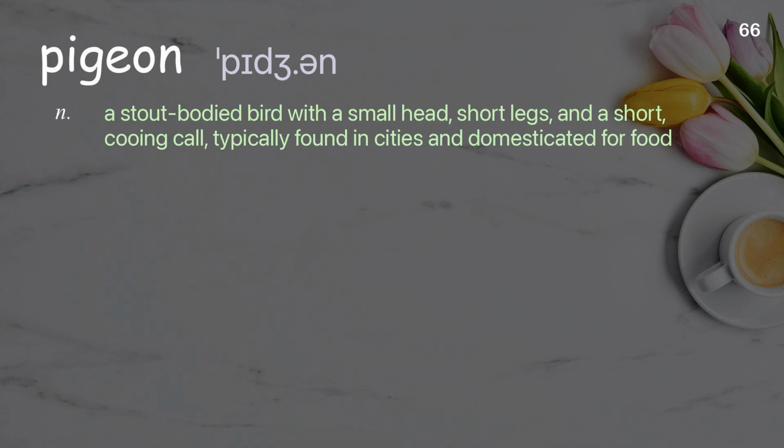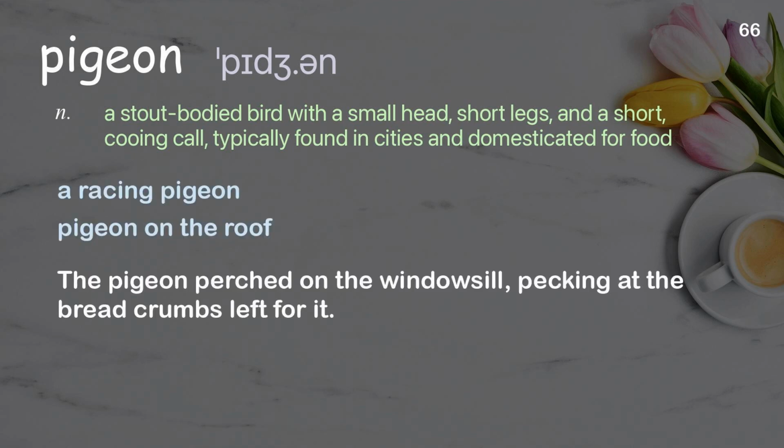Pigeon. A stout-bodied bird with a small head, short legs, and a short, cooing call, typically found in cities and domesticated for food. Examples: A racing pigeon. Pigeon on the roof. The pigeon perched on the windowsill, pecking at the breadcrumbs left for it.